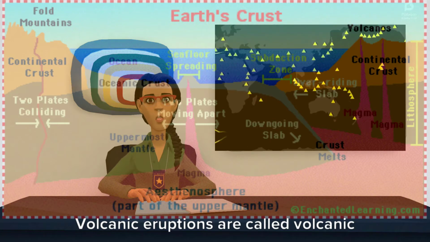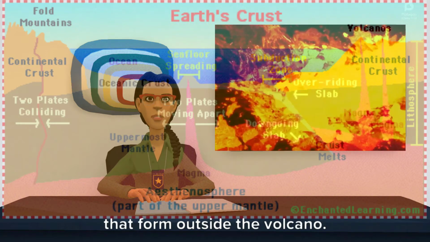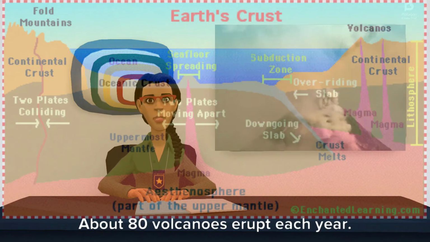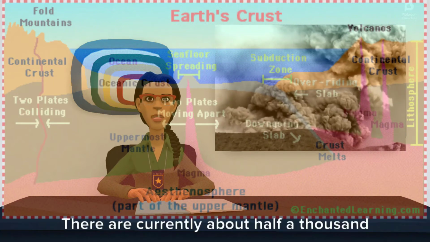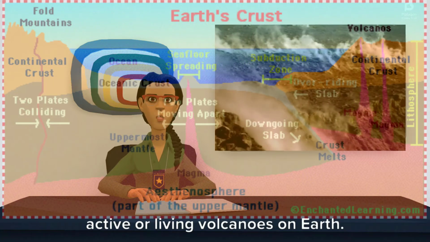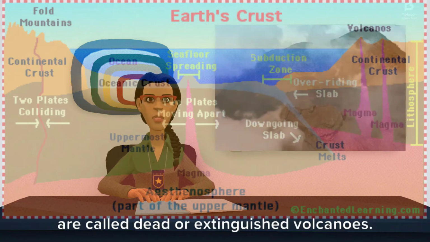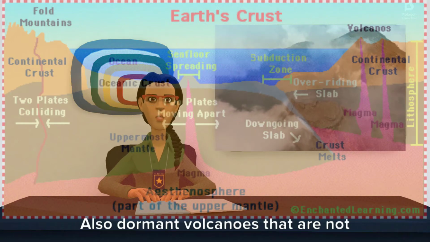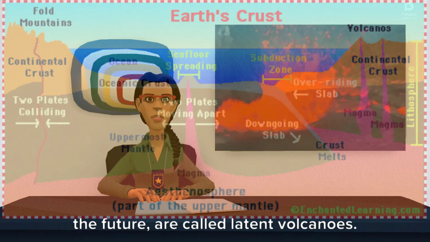Volcanic eruptions are called volcanic eruptions. Volcanoes are the mouths or eruptions that form outside the volcano. About 80 volcanoes erupt each year. There are currently about 500,000 active or living volcanoes on Earth. Volcanoes that have no chance of erupting are called dead or extinguished volcanoes. Also, dormant volcanoes that are not currently active, but may erupt in the future, are called latent volcanoes.